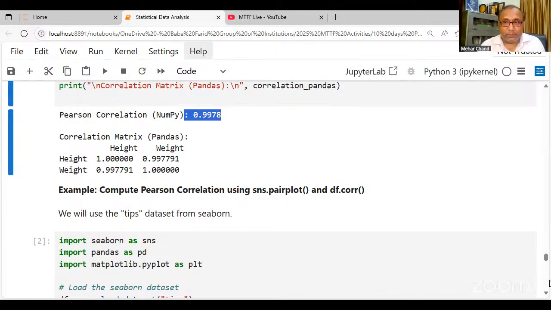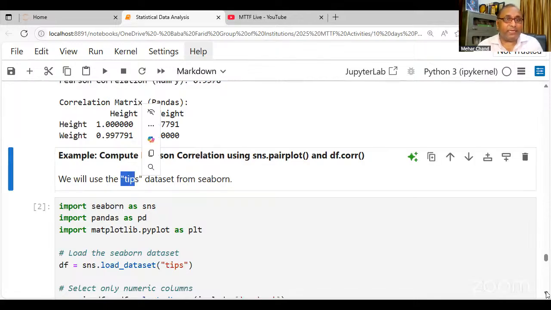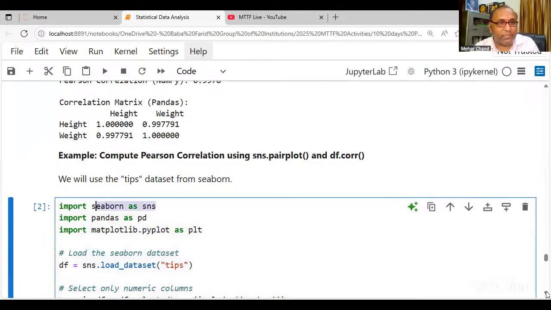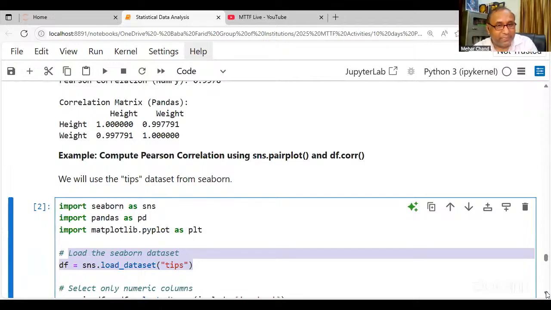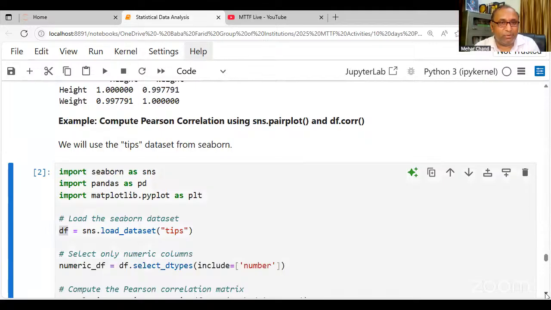So here you can see we are using the tips data. Okay, and the tips data, you know, is available in the seaborn library. Okay, and here also we are using the seaborn library to calculate the correlation coefficient. Okay, and here the libraries: import seaborn as sns, pandas as pd, and import matplotlib.pyplot as plt. Okay, and here we need to download the tips dataset, which will be stored inside df. Okay, and then after these are the same steps which we have used in the previous lectures.